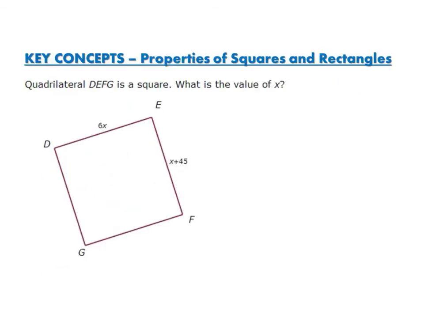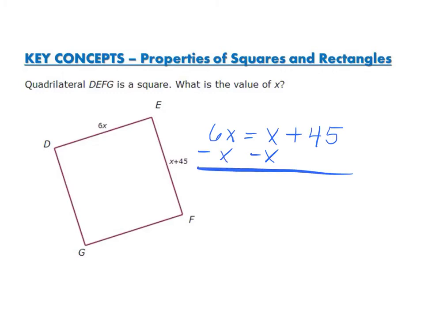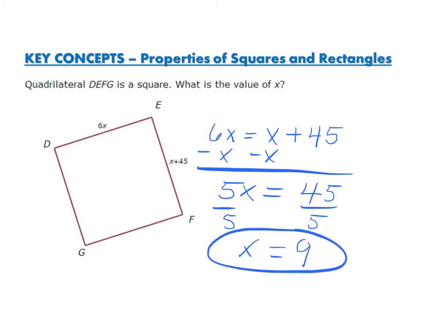Quadrilateral DEFG is a square. What is the value of x? Well, I know that the sides of a square are all the same. So I have 2 sides, and I need to make them equal to each other. So I have 6x equals x plus 45. I subtract 1x from both sides, and I get 5x equals 45. I divide both sides by 5, which gives me x equals 9. So the value of x equals 9.